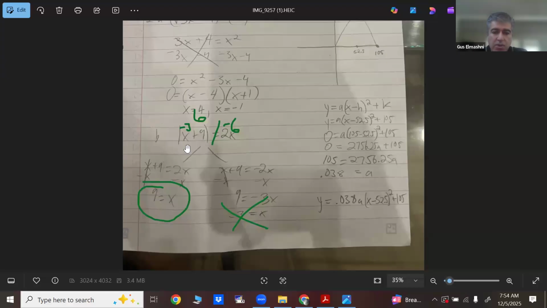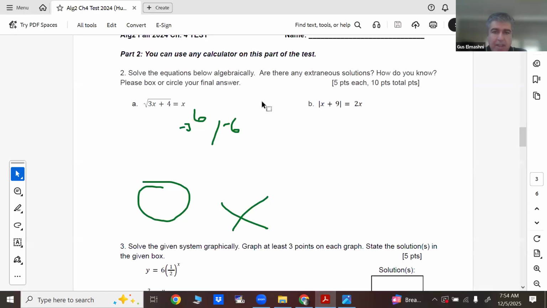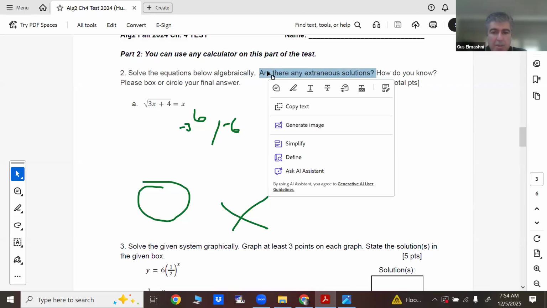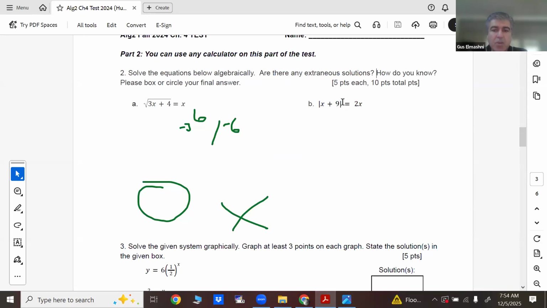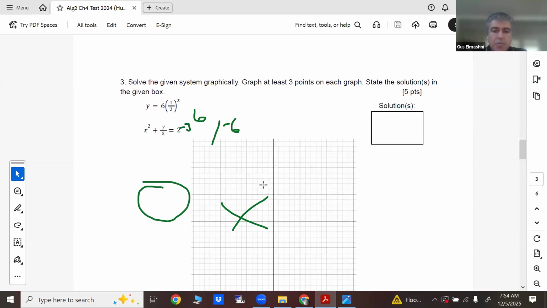So please check for extraneous solutions. The instructions, I think, even probably said that. Yes, you got to watch out for that. And it's going to happen. I'm going to tell you right now, 100% guarantee you're going to see that. So make sure you check your work.